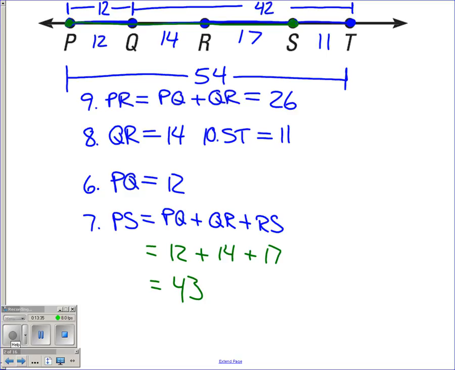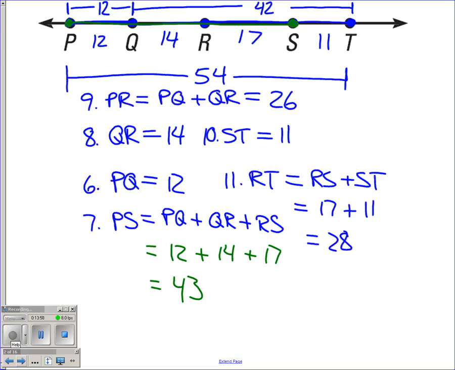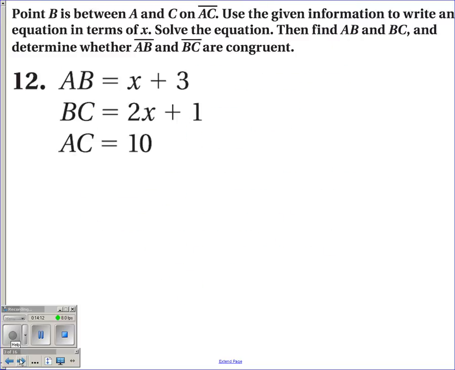And then finally, number 11 says RT. Well, again, for RT, that's made up of the segments RS plus ST. RS we know is 17. ST we figured out was 11. And so this is 28. All right? So again, if you have a problem like this, where you have a line segment given and they're asking for individual pieces, put down as much information as you can first, and then go through and answer the questions that are there. Let's take a look at example 12.